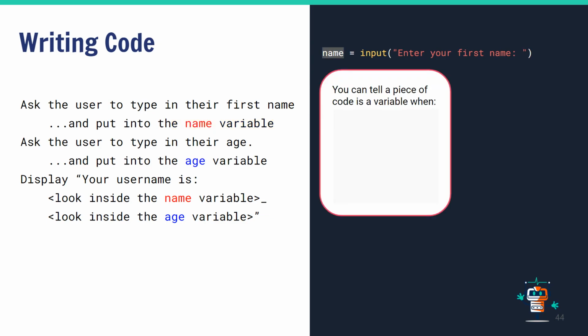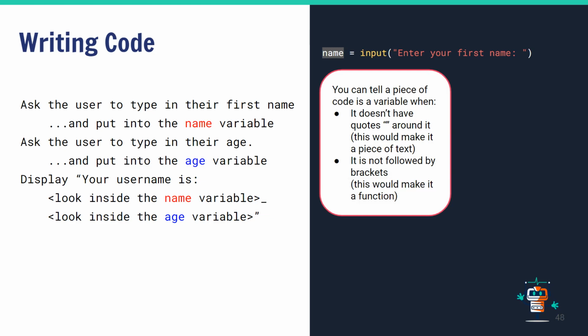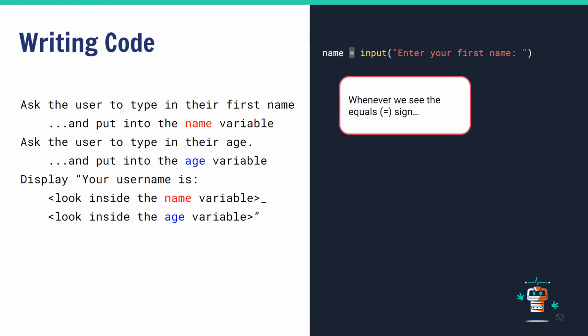You can tell that a piece of code is a variable, so in this case, name, when it doesn't have quotes around it, because that would make it a piece of text. And also you can tell that it is a variable when it is not followed by brackets, because that would make it a function. One thing to really make clear here is whenever Python sees the equal sign, it actually reads the code from right to left. So Python sees the equal sign, so it looks at the right-hand side first, which is the input function, and it will put the result into the name variable on the left-hand side.